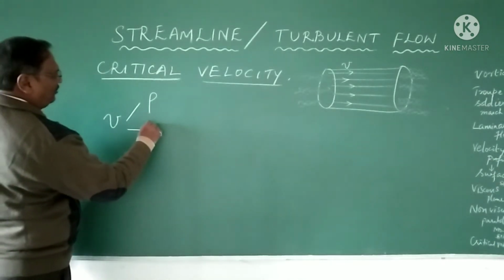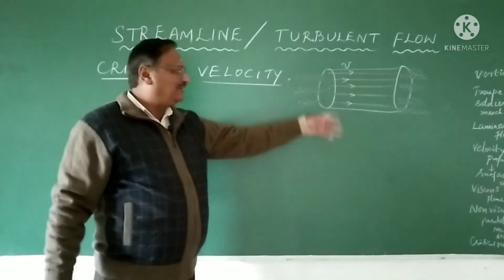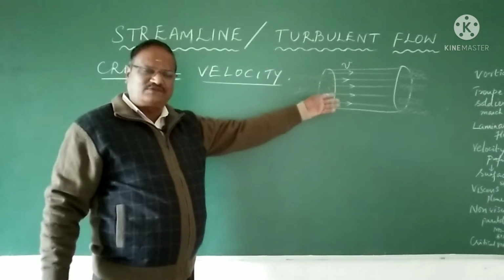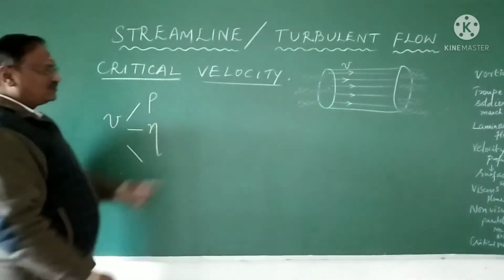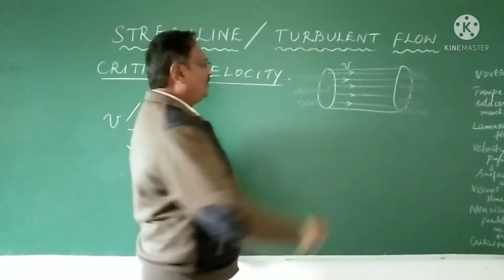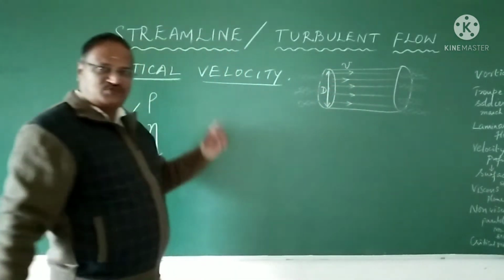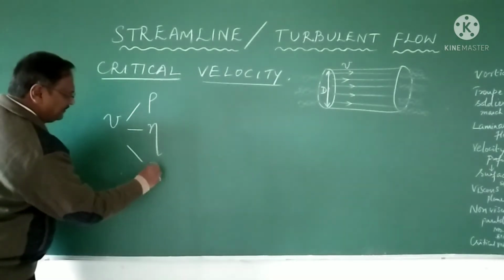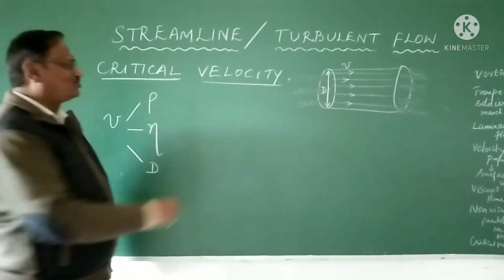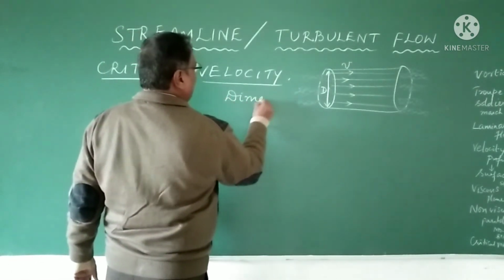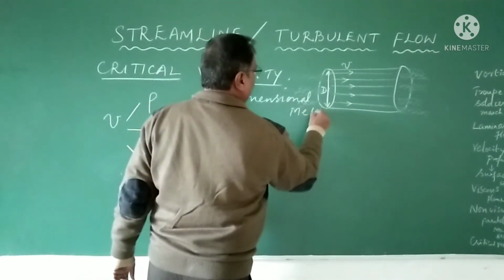Second, it may depend on the coefficient of viscosity, eta, which is liquid friction. Third, where is it flowing? It is flowing in the tube. So let us assume that it depends on the diameter of the tube which we have taken, capital D. So these are the factors it depends on. Now we are going to use the dimensional method, or dimensional approach, so that we can solve this easily.